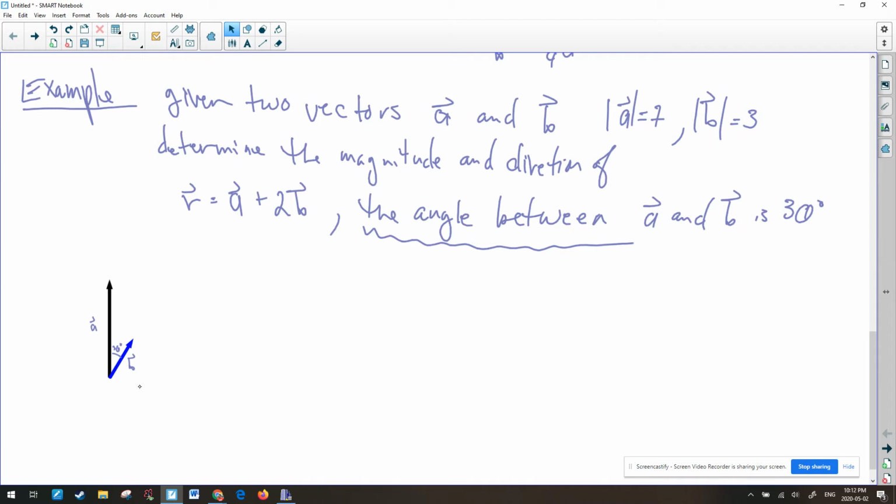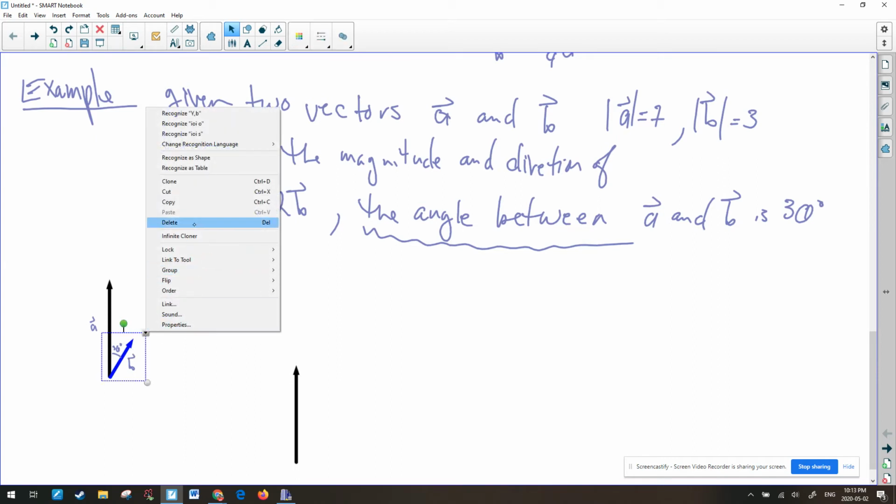So there are my A and my B. That's not yet representative of what we're trying to find here. I want to add an A and two B's. Okay, well, I'm going to turn on my infinite cloner. Here's my A. Right there it is right there. And then two B's. I'm going to add them.